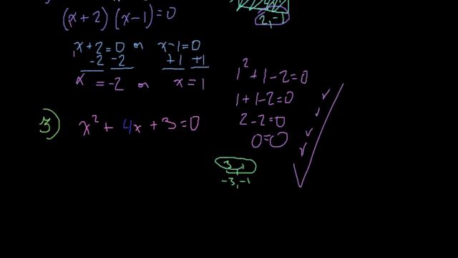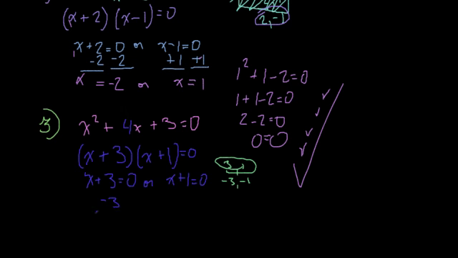Okay, so what is our d? Well, 3 times 1 is equal to 3, and 3 plus 1 is equal to 4. So we're going to do x plus 3 times x plus 1 equals 0. x plus 3 equals 0, or x plus 1 equals 0. We're just going to subtract 3 on both sides, minus 1, and then minus 1 on both sides, and then we'll get our glorious answer that x equals negative 3, or x equals negative 1.